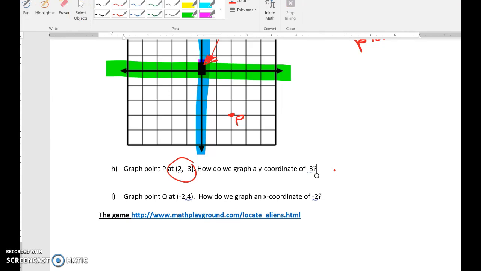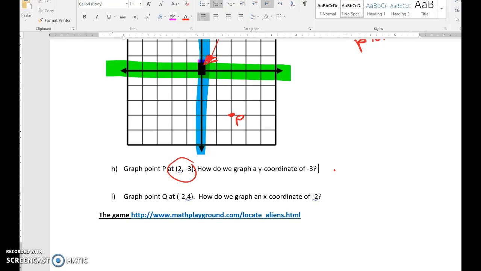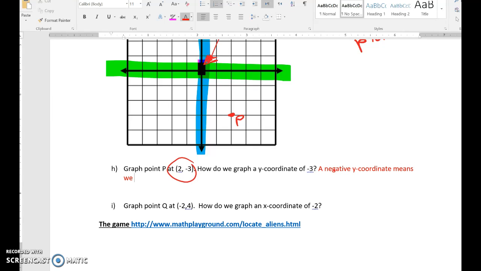Let's type this up. A negative y coordinate means we go down from the origin.